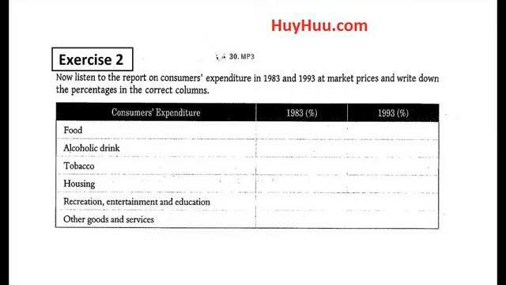The percentage of consumers' expenditure on other goods and services showed a large jump from 13.5% in 1983 to 19.4% in 1993.